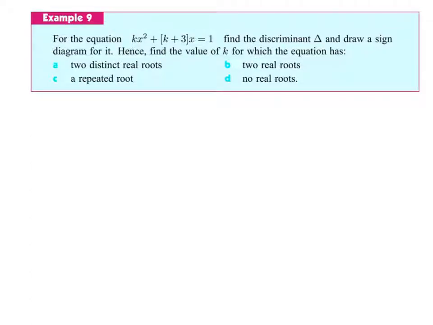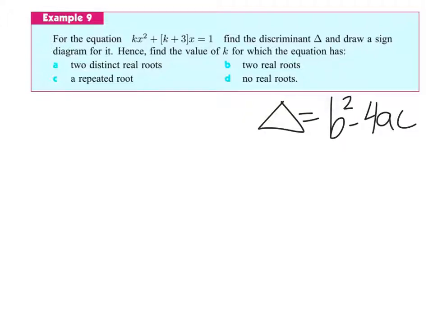In this problem, we're given a quadratic equation, but with variables thrown in different places, and they want to know what values of k can give us different scenarios: 2 distinct real roots, repeated root, 2 real roots, no real roots. And so what we need to remember is how to find the discriminant, and that is the part that goes under the radical, b squared minus 4ac, from the quadratic formula.